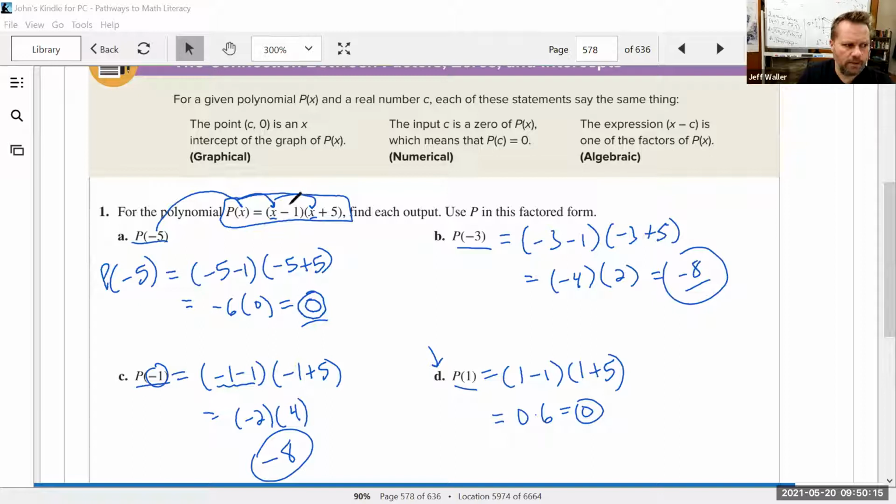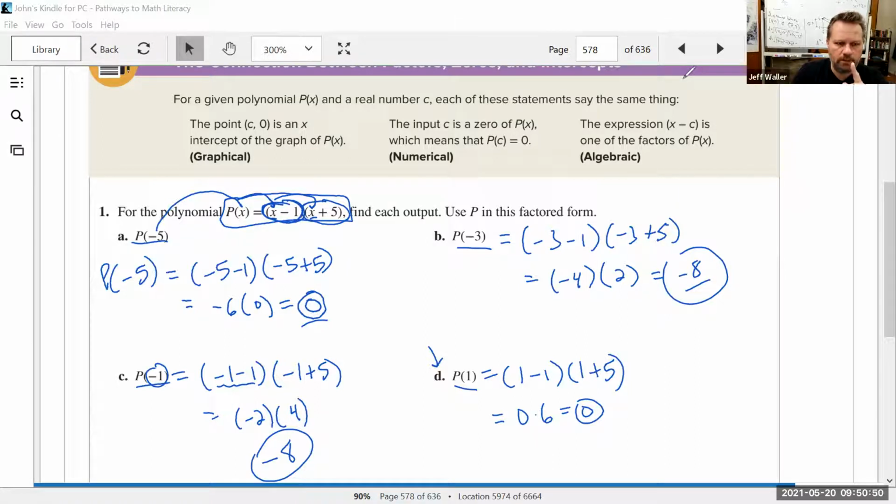And they corresponded to what makes this 0 and what makes this 0, correct? Doesn't 1 make this piece 0 right here? 1 would make that 0. So then it doesn't matter what the other piece is, does it? Because 0 times anything is 0. And the other thing happened when this piece was 0. And of course, -5 makes that 0. Who cares what this other thing is? The whole thing's going to be 0.